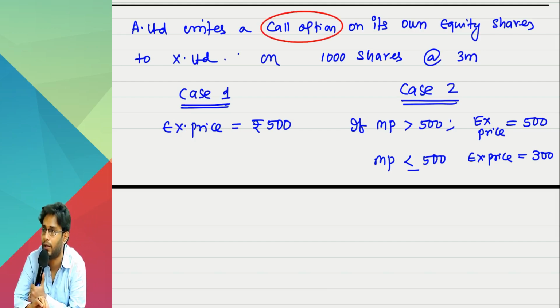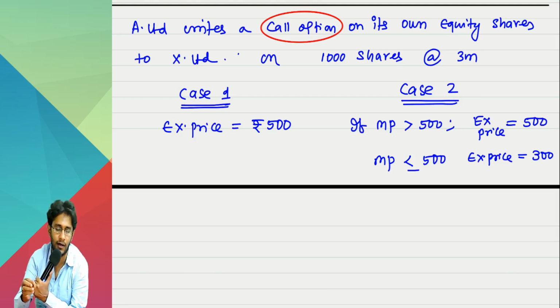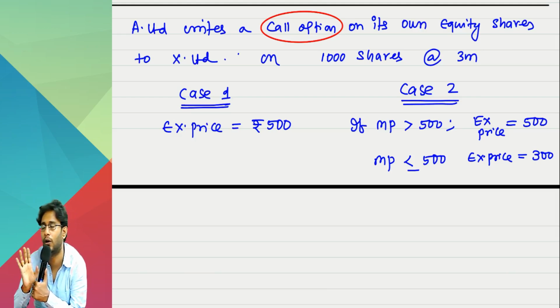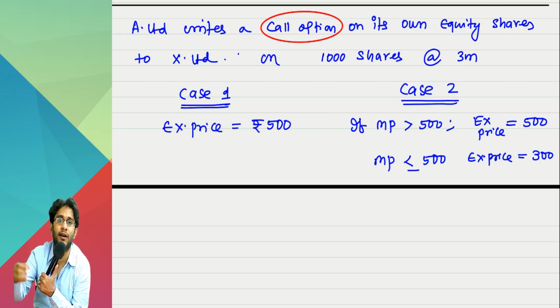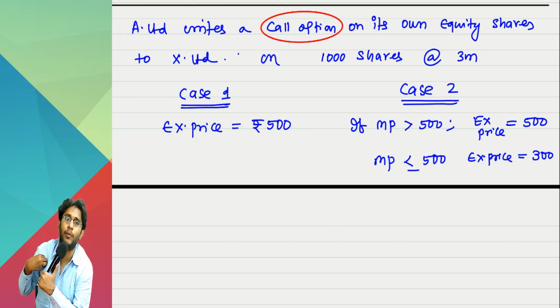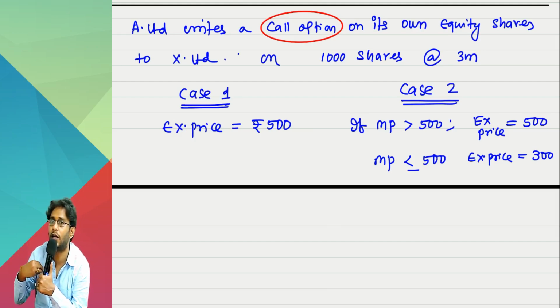Right to buy. Who will have the right to buy? Holder or writer? Holder will have a right to buy shares. Here, our entity A Limited is not the holder. We are a writer. Who is the holder? X Limited is a holder. So, if X Limited is having a right to buy, A Limited is having an obligation to sell.